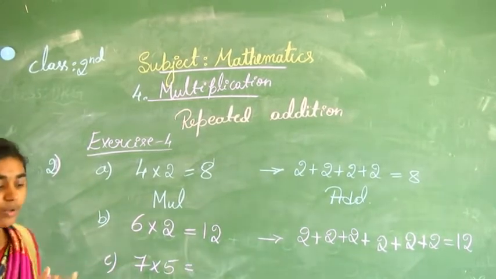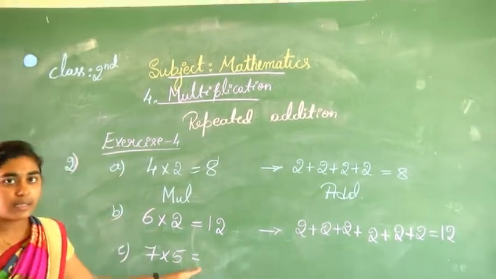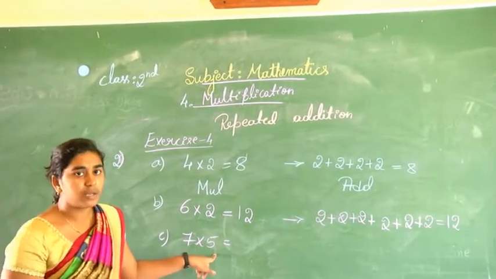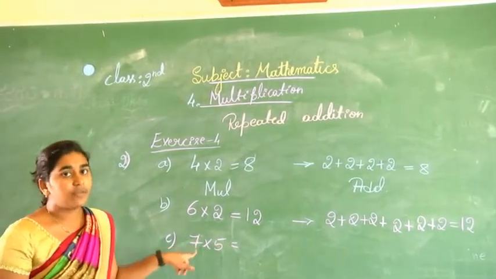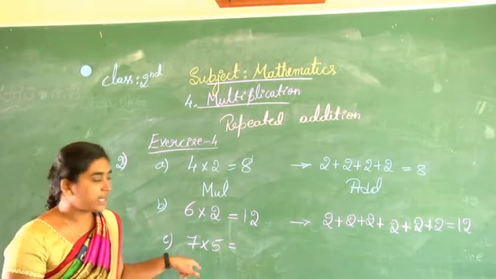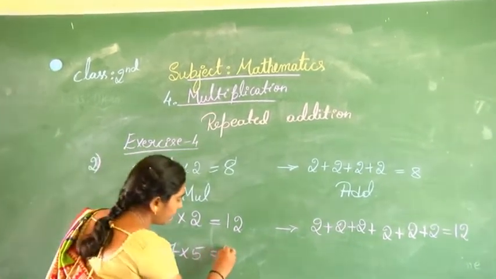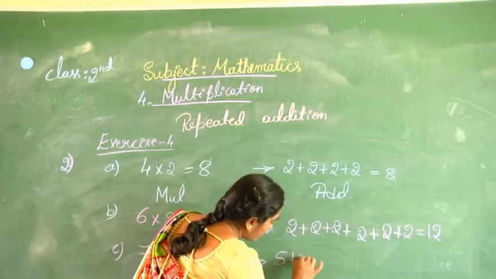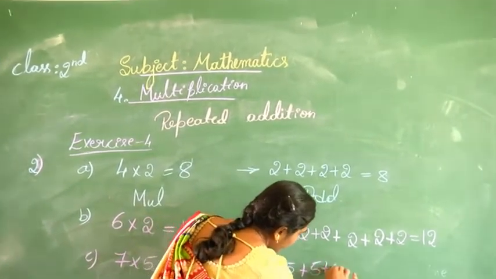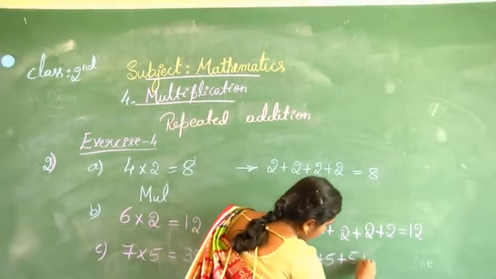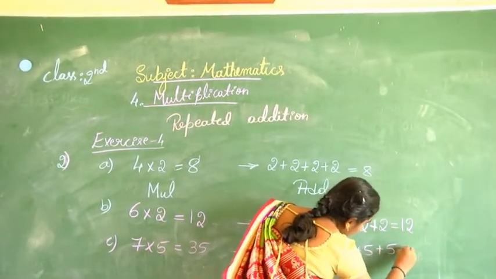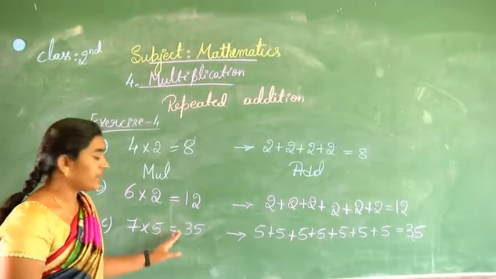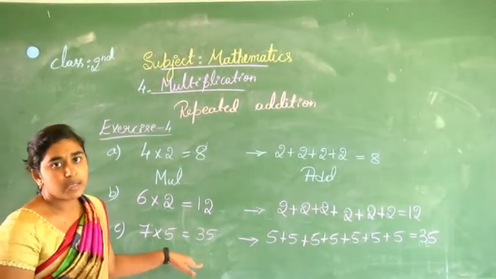7 fives are, and one more thing, you will get the same answer even if you interchange the numbers. 7 fives you can write, or else 5 sevens you can also write. Both are the same. 5 sevens are also 35. And you need to write 7 times 5. You get the answer as 35, right? If you interchange the numbers also, it will give the same answer.